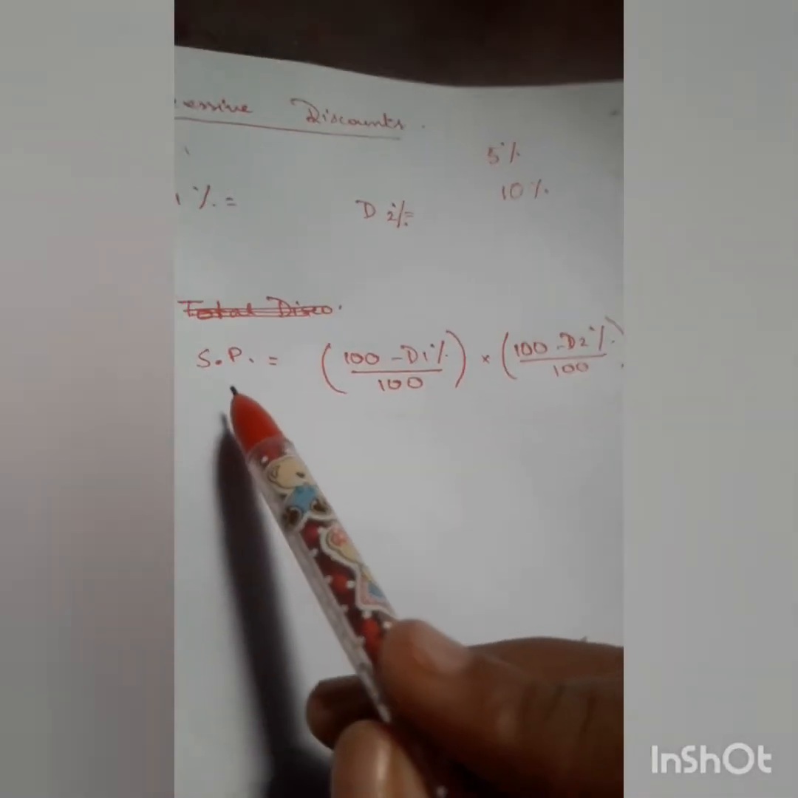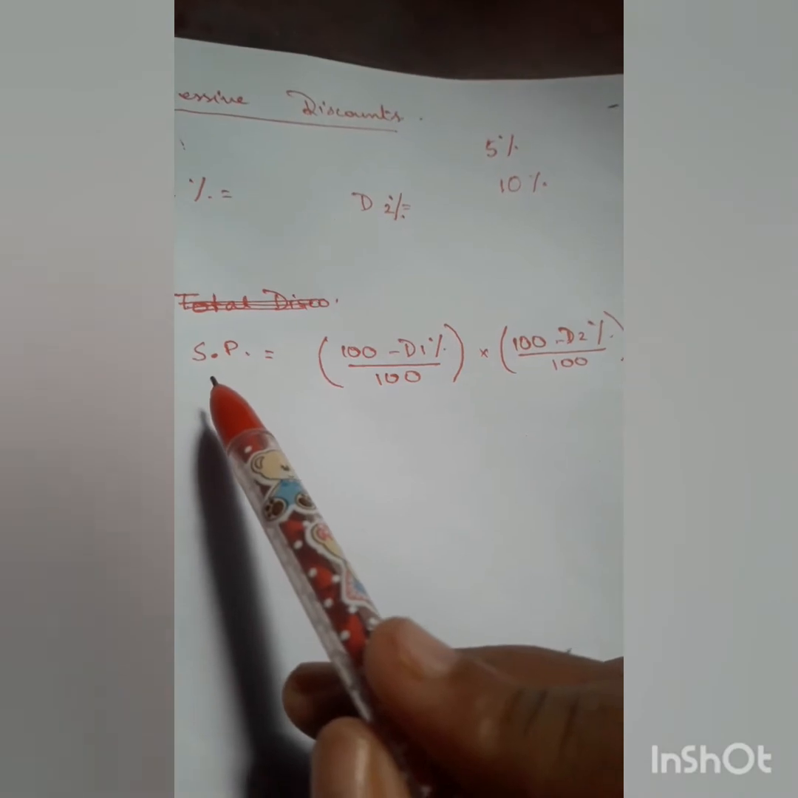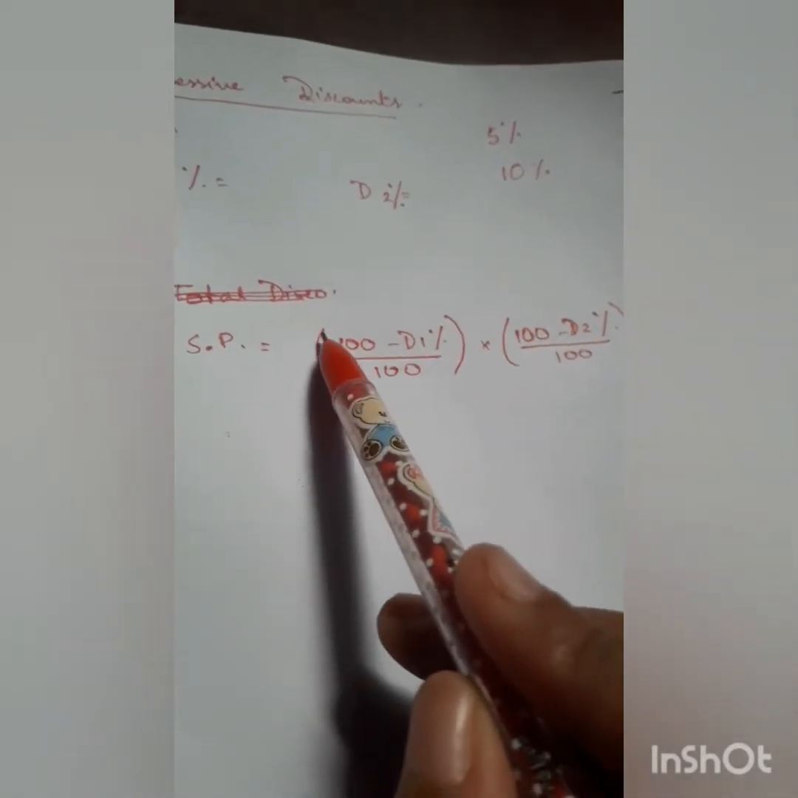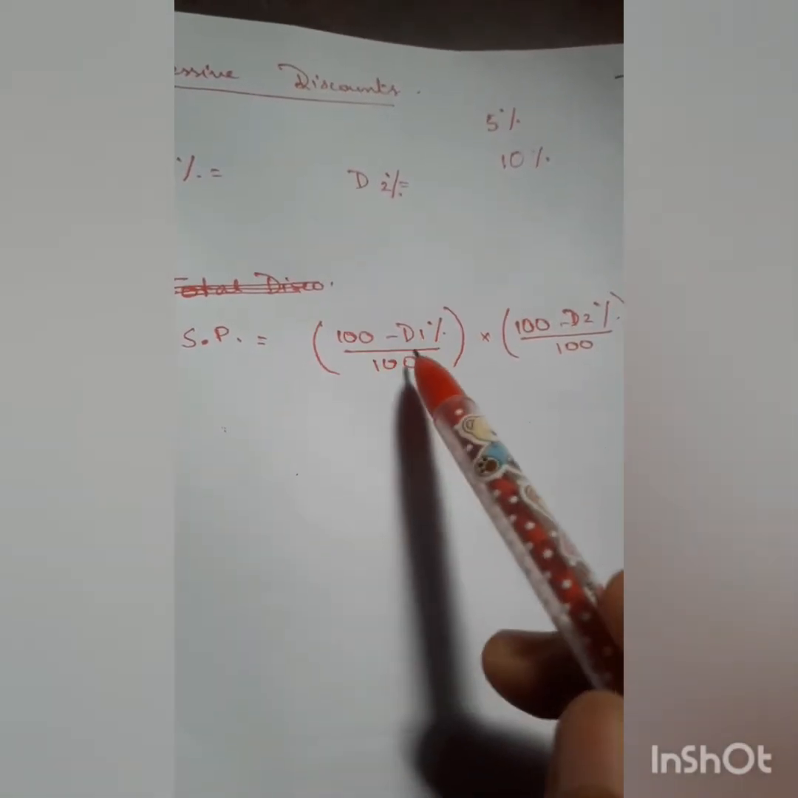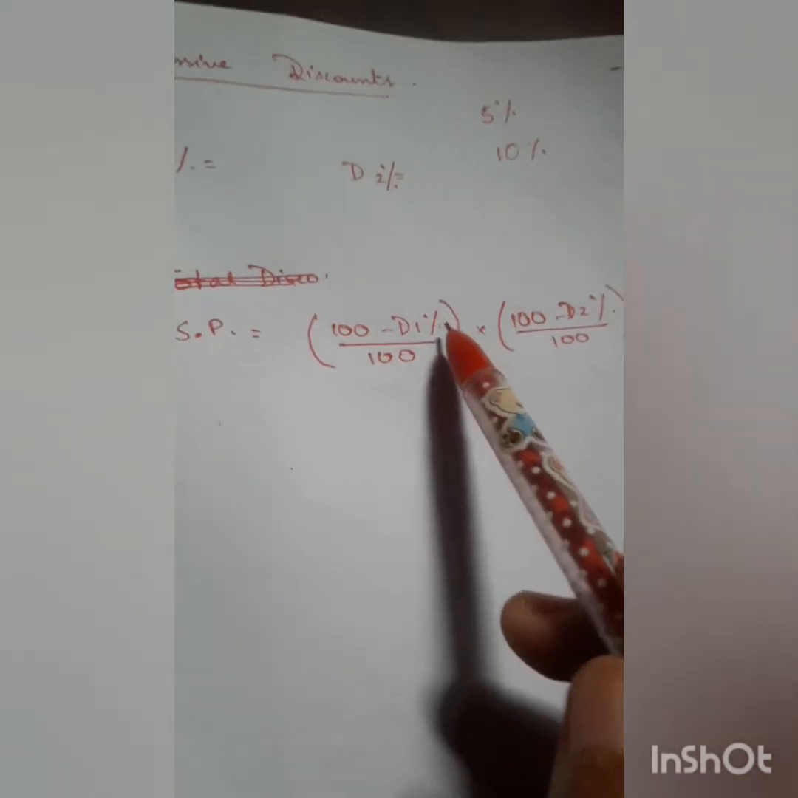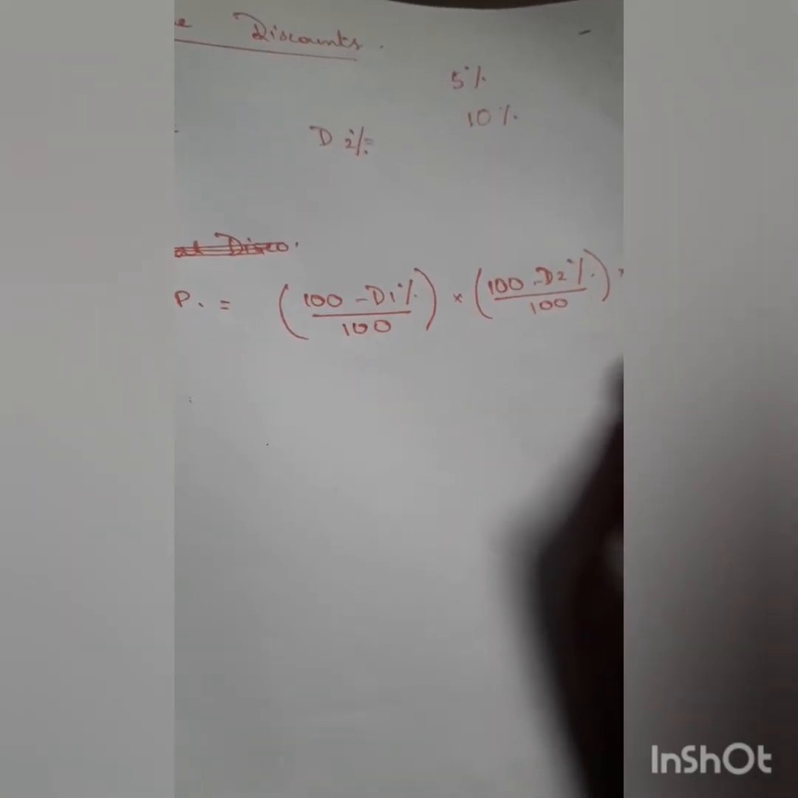So now the selling price of the pen becomes this: within brackets, 100 minus D1% by 100, that is the first discount by 100, into 100 minus D2% by 100, into the marked price. Alright, so this is the selling price of the pen.